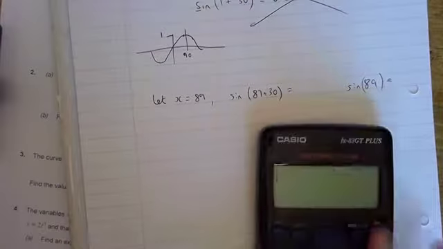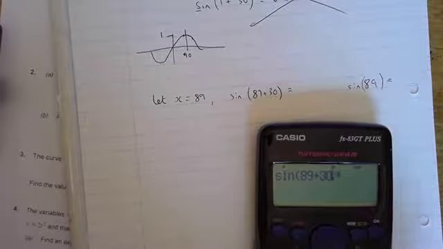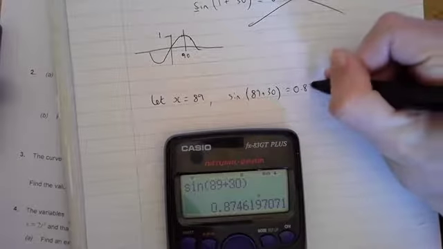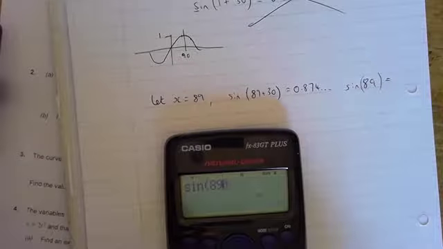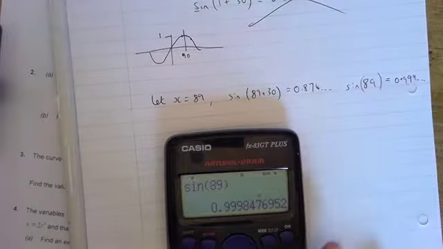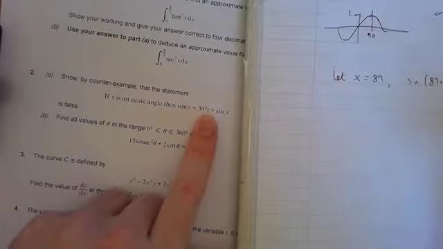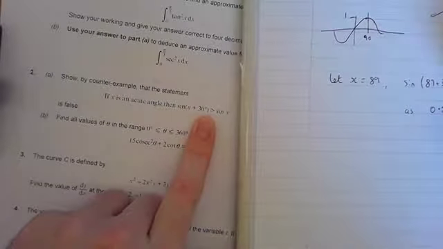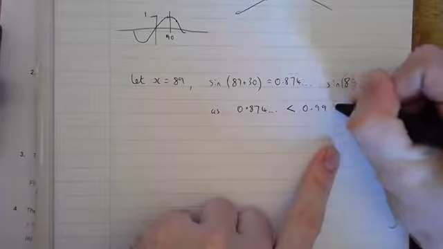So sine of 89 plus 30 is 0.8746 blah blah blah, and then sine of 89, pretty close to 1, 0.999 blah blah blah. Okay, so what do they say here? They said that this has to be bigger than that. So that's not true. I'm going to say 0.874 blah blah is less than 0.999.